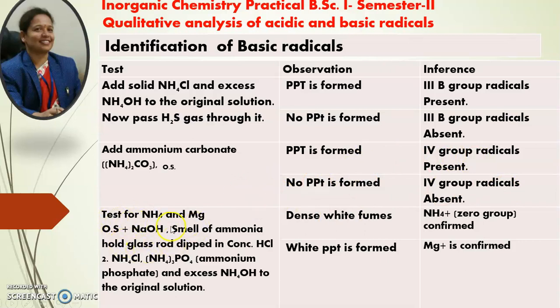At the starting, I have told you regarding the ammonium radical test, which is a zero group element. Original solution plus NaOH. If smell of ammonia gas is there, and before which we can keep this rod dipped in concentrated HCl, then we get the formation of dense white fumes, which confirms the presence of ammonium radical. And for magnesium, Mg positive, ammonium chloride and ammonium phosphate with excess of ammonium hydroxide, a white precipitate of magnesium phosphate is formed, then this Mg positive is confirmed.